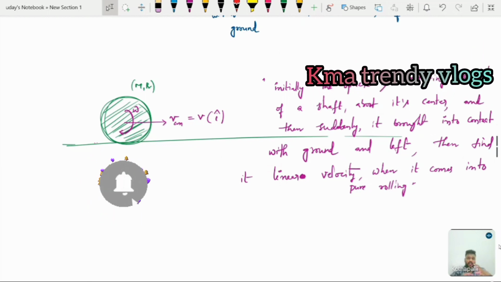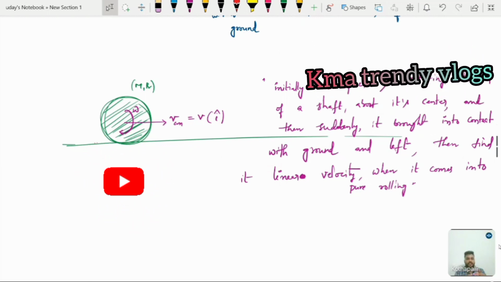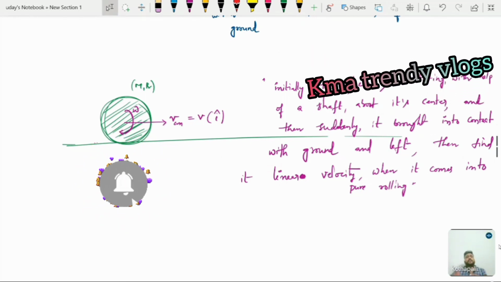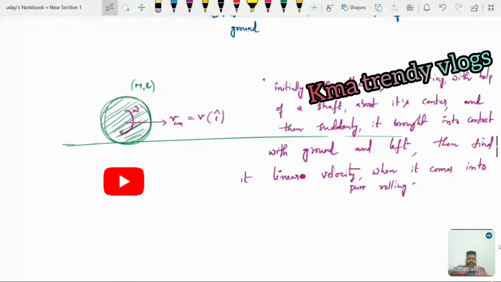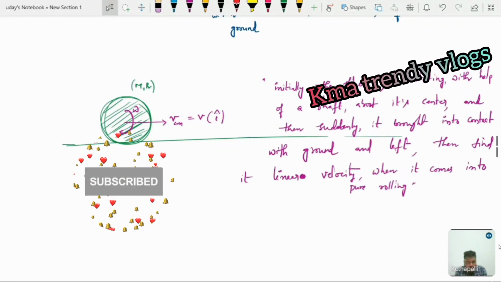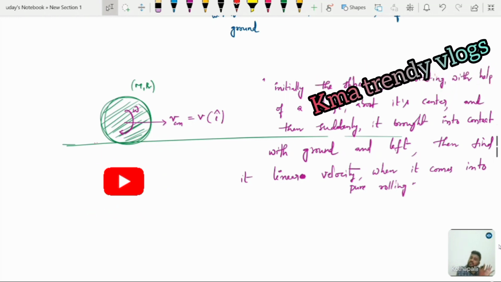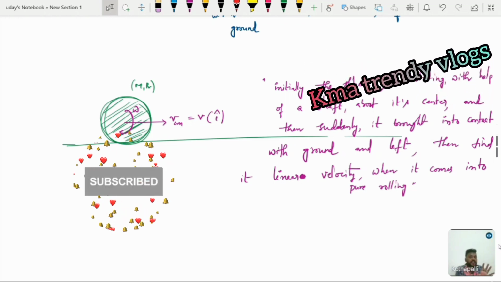I repeat the question. There was a sphere of mass m and radius r, which was being rotated with the help of a shaft. After achieving some angular velocity omega, it is suddenly brought into contact with the ground and then left, and it starts rolling on the ground.